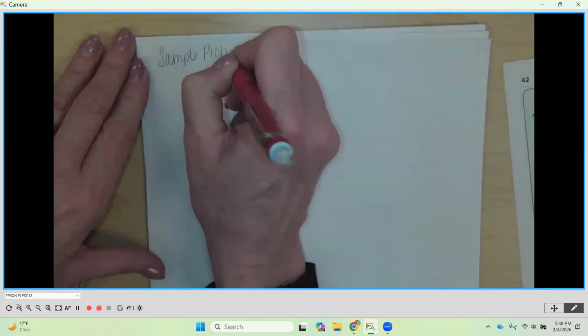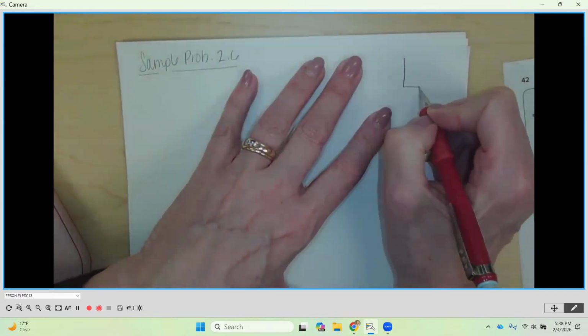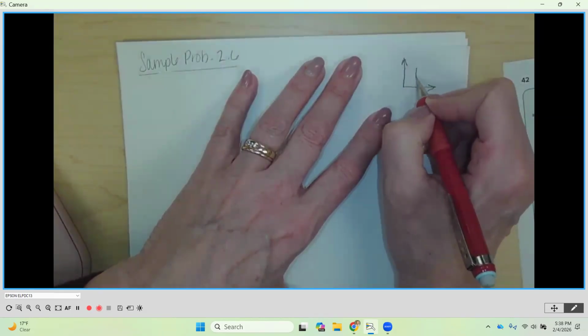So this is sample problem 2.6. And right at the top, at the beginning of every one of our problems, we are going to add our convention in the upper right-hand corner. So we know that all the forces that are going up and to the right are going to be positive. Anything going down and to the left are going to be negative.